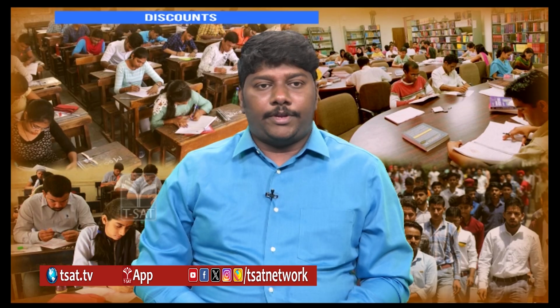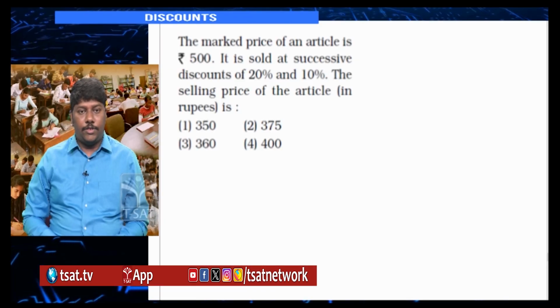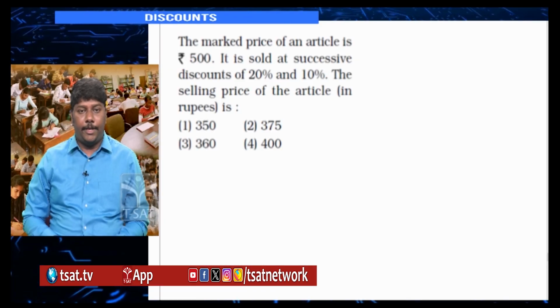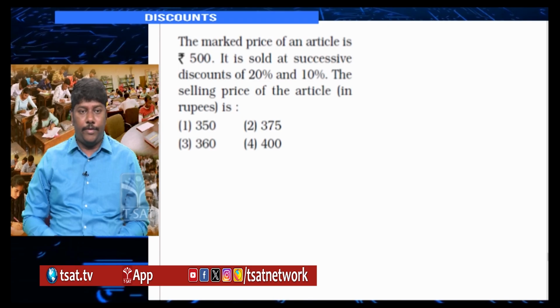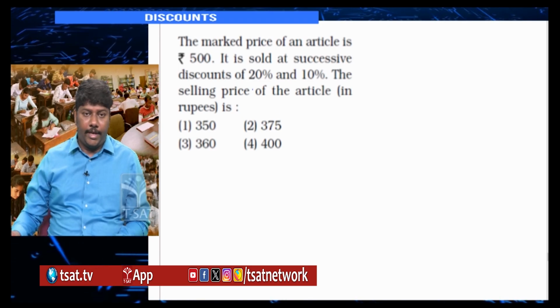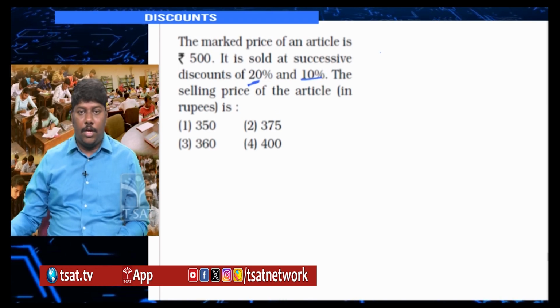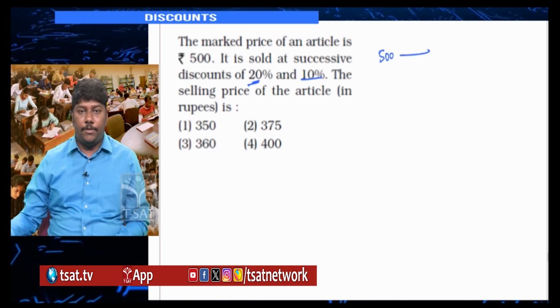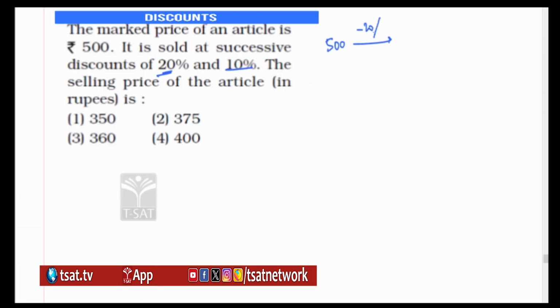The marked price of an article is 500. It is sold at successive discounts of 20 and 10%. The selling price of an article, you are giving 20 and 10%. Upon 500, if I give 20% discount, 20% of 500 is 100. You are getting it for 400. Then you are decreasing it by 10%. Therefore, 40. You are finally selling it for 360 rupees.